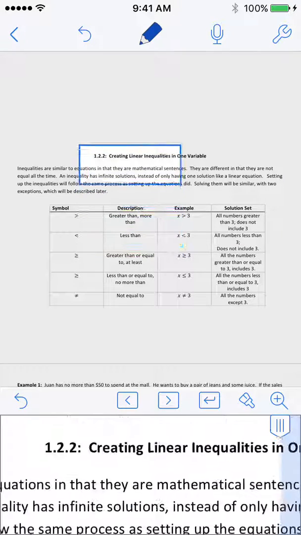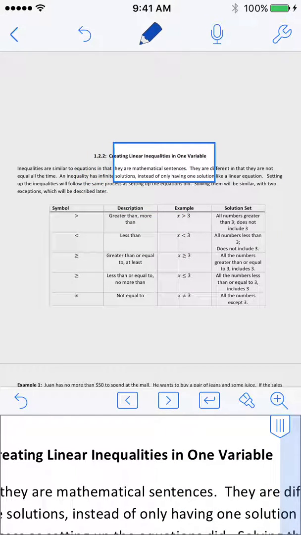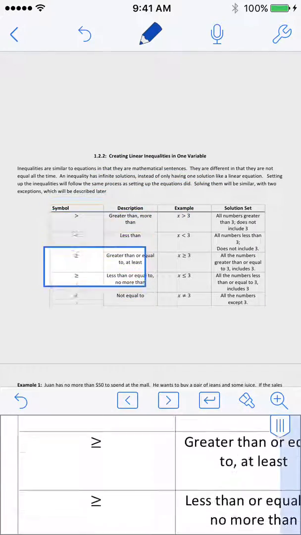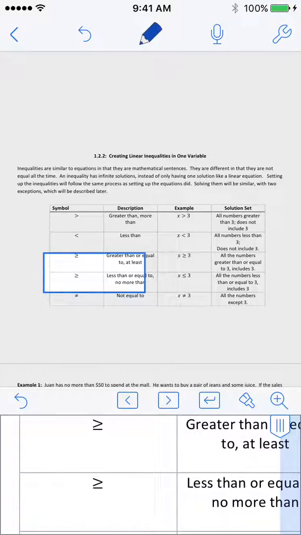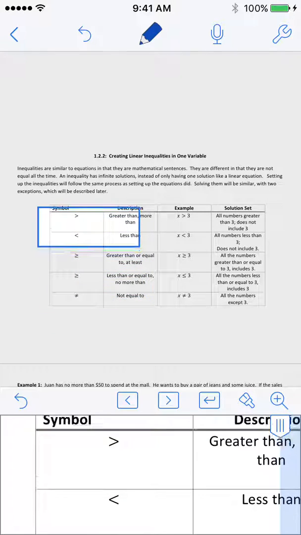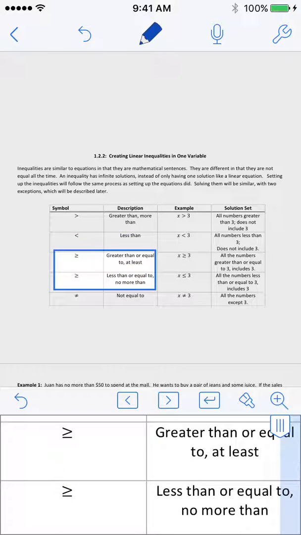Okay, section 1.2.2, creating linear inequalities in one variable. So, we've talked about these before. There are 5 different types, well 4 that mainly we're working with, of inequalities. An inequality is the one that's not equal to, right? We actually have a symbol for not equal to. But anything with an equal sign is considered an equation. Anything without an equal sign or any inequality sign is considered an expression. And then you've got things like greater than, less than, greater than or equal to, less than or equal to.